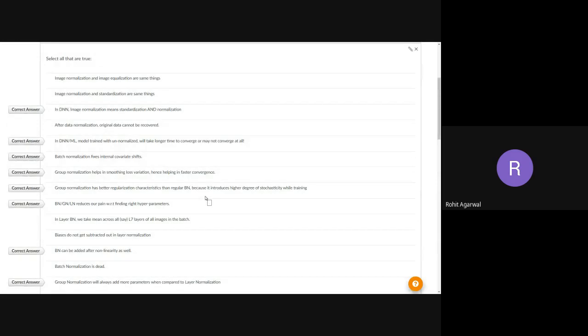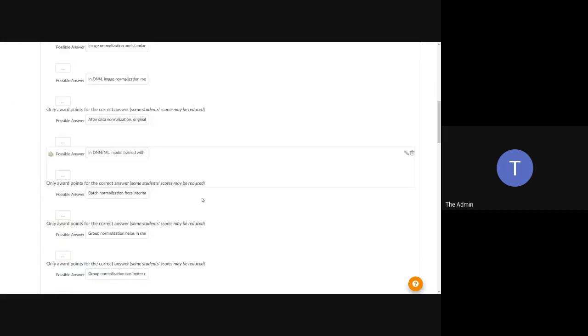Sure, no problem. Now, group normalization helps in smoothing loss variation, hence helping in faster convergence. That's true for all the normalizations, group or layer or normal. Group normalization has better regularization characteristics than regular batch normalization because it introduces a higher degree of stochasticity while training. Do you have any idea on this? No. Okay, so I'll leave it correct, but this is where the NLP part is coming in. So we need to keep the NLP in context, just for our reference as well.